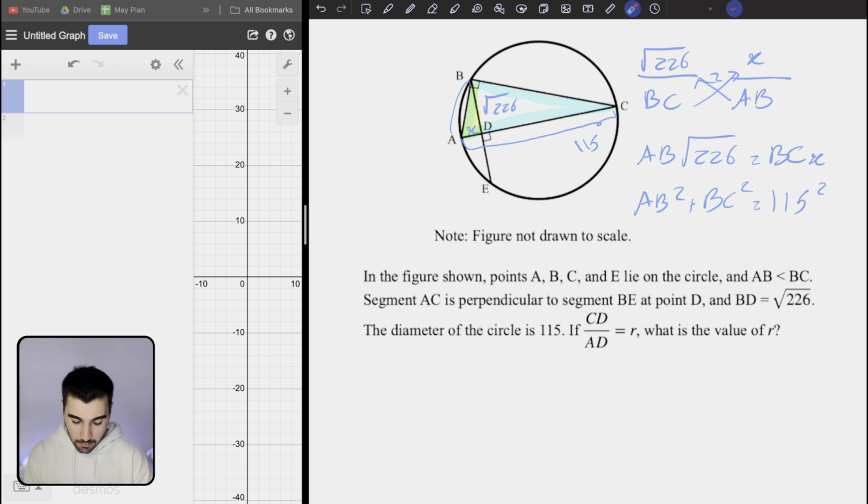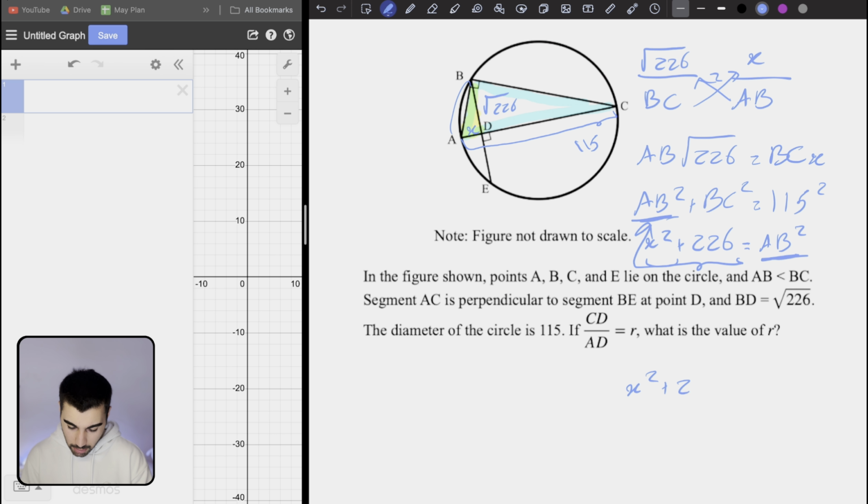Using this triangle, we can say x squared plus this square is equal to AB squared. Again, Pythagorean theorem, right? So I'm going to write x squared plus 226 is equal to AB squared. Now, I have AB squared here. So put that expression into this, substitute that there. Okay, so we're going to have x squared plus 226 plus BC squared equals 115 square, and we have this one, AB times root 226 equals BCX.